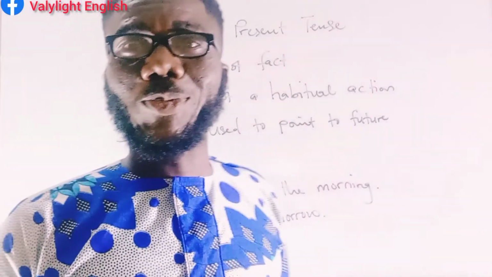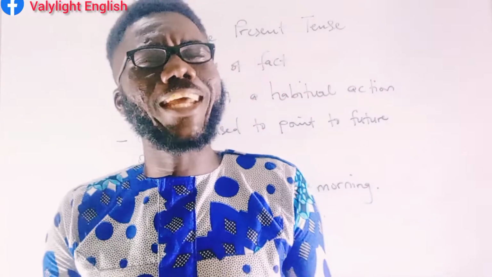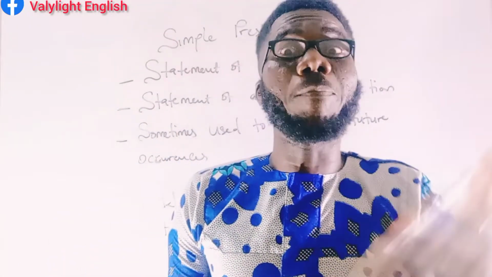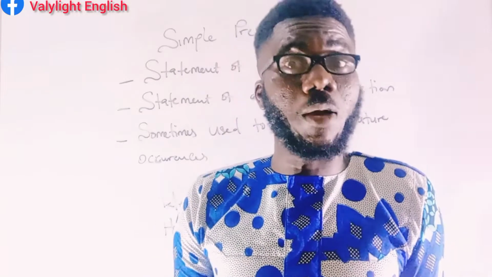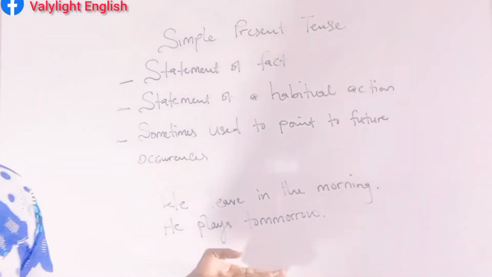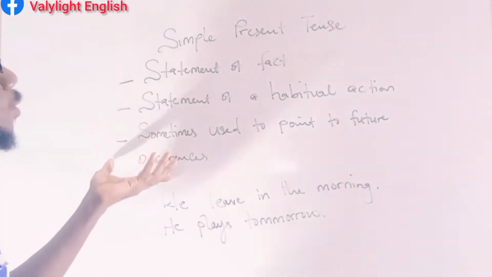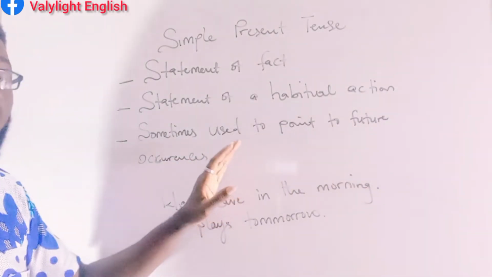Let us take, for instance, a situation where somebody like Maguire in Man U has been benched for so long. And then the coach walks up one day to say he plays tomorrow. He's trying to talk about something that will happen the following day, but he presents it in the simple present tense form. He plays tomorrow. That is why we say that the simple present tense form of a sentence can be used to point to actions that will happen in future.